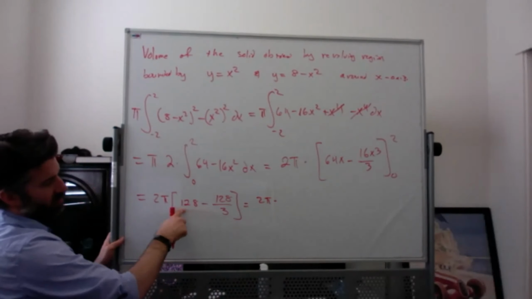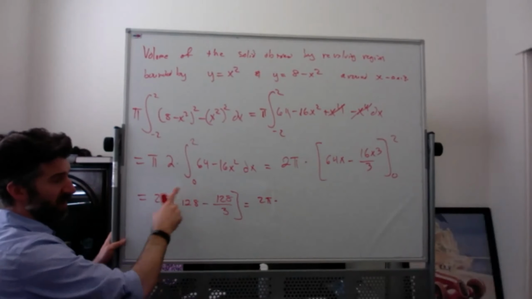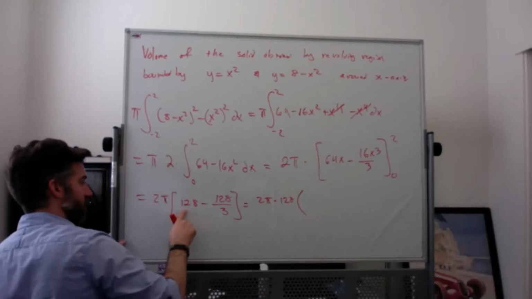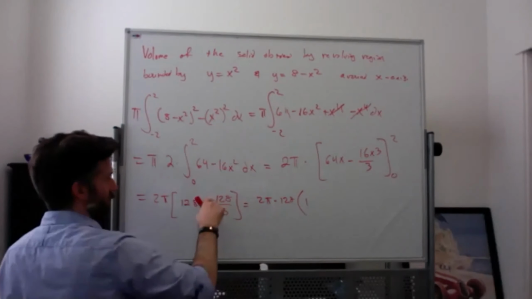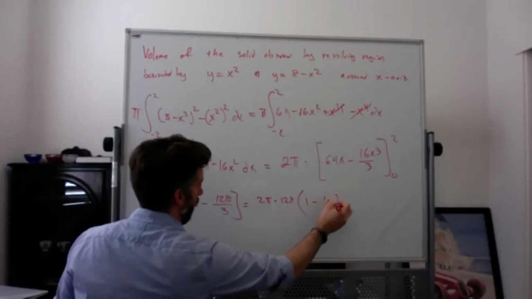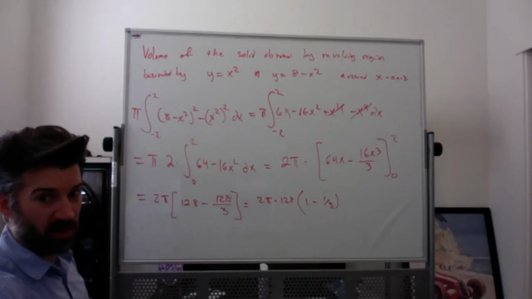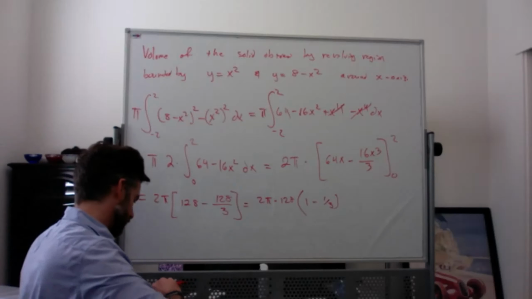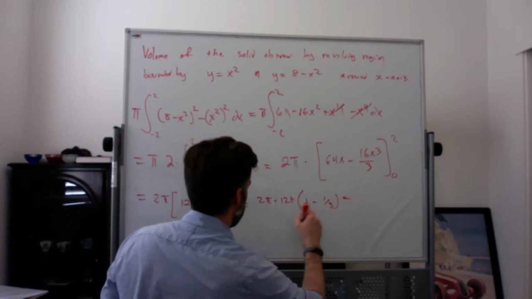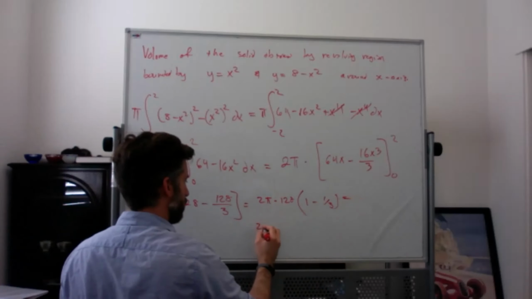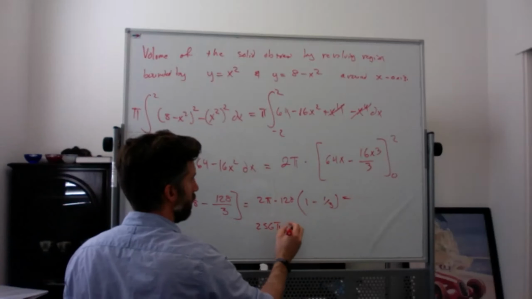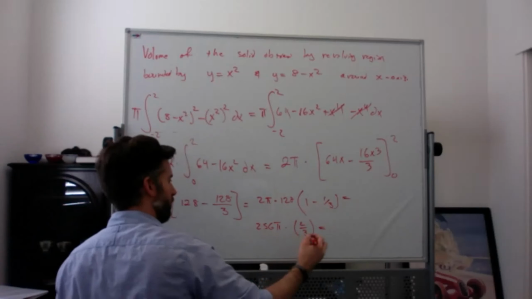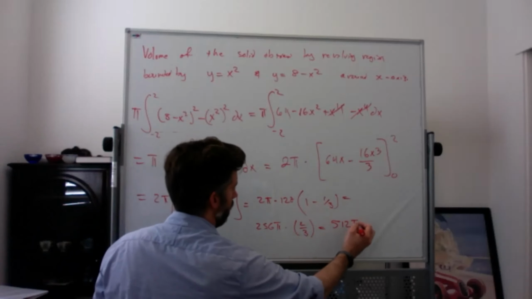Now, instead of trying to do the hard math here, I'm going to factor out 128. Factor out 128, I get left with 1. Factor out 128, I'm left with 1/3. I think it's much easier to calculate 1 minus 1/3 than it is to calculate 128 minus 128 thirds. So I end up with 2 times 128 is 256 pi. 1 minus 1/3 is 2/3. 2 times 256 is 512 pi over 3.